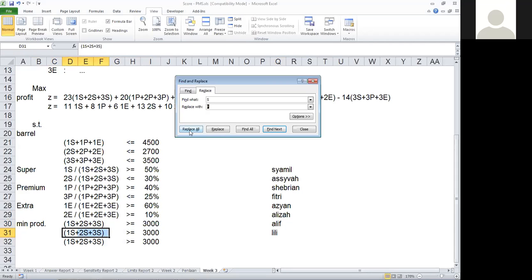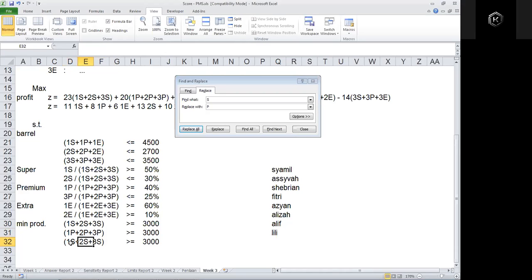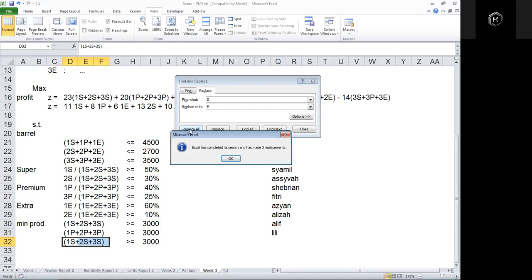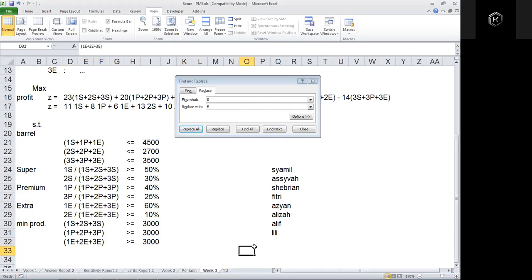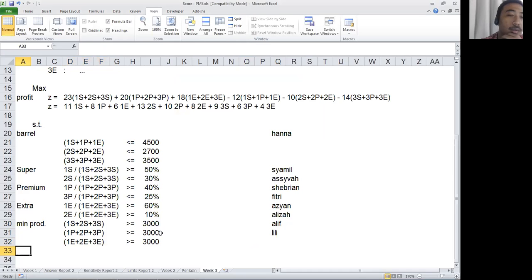S changes into E for P, premium and extra. And the last one, S changed into E. Okay. Finish. And what else if we want to have integer programming?